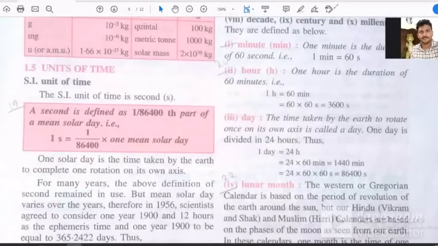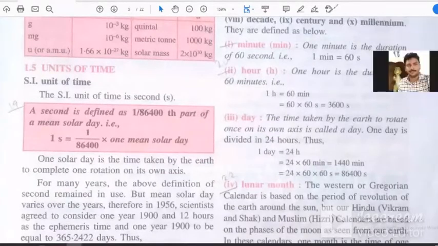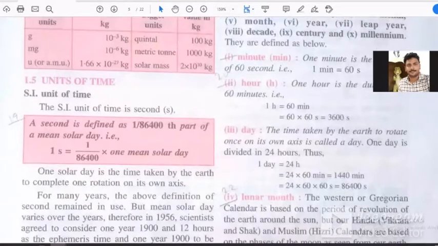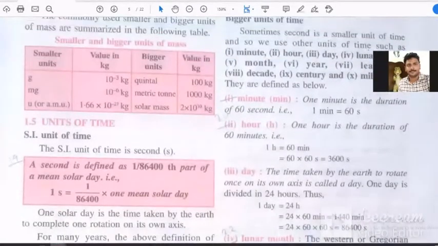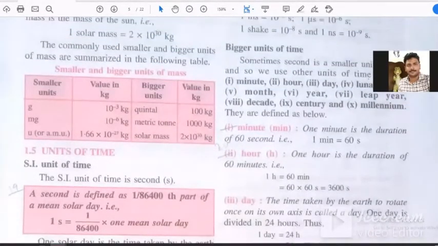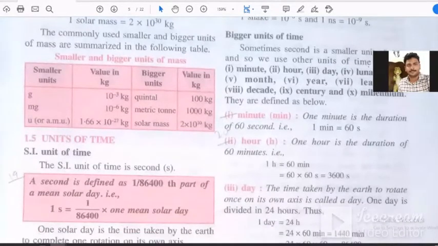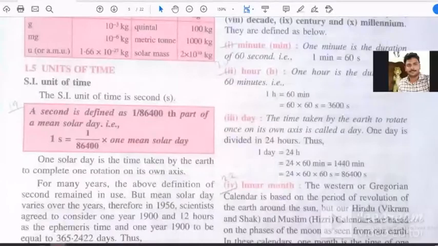Now we are going to study multiple and submultiple as well as metric and non-metric units of time. So let's start with the smaller unit of time. Smaller unit of time means time which is less than 1 second.